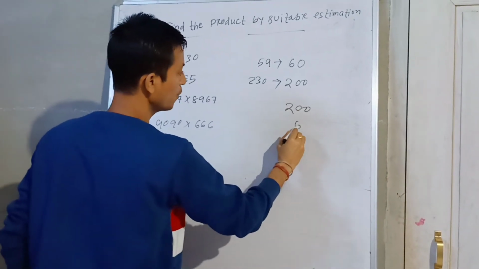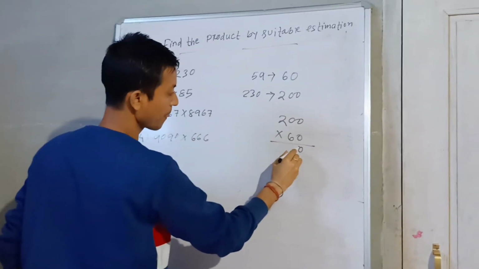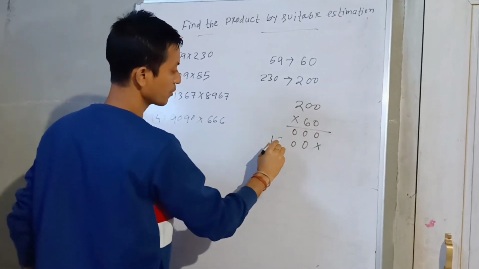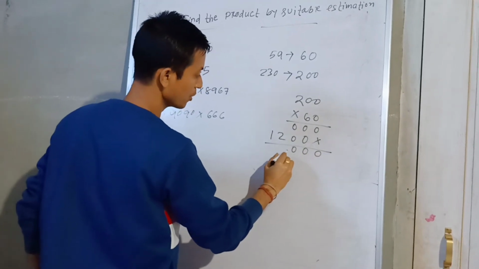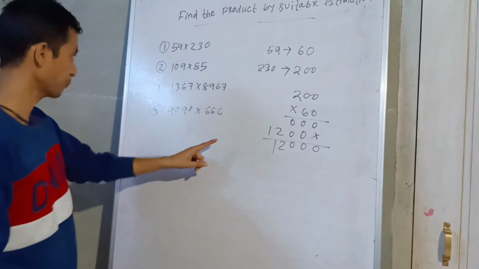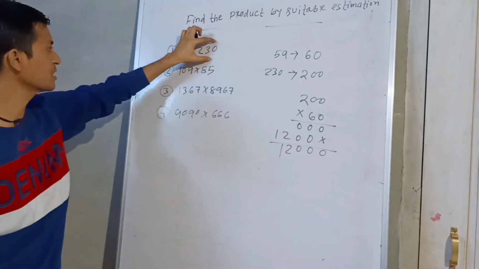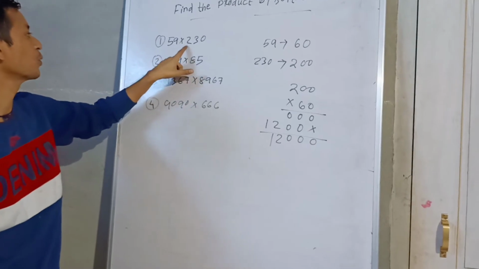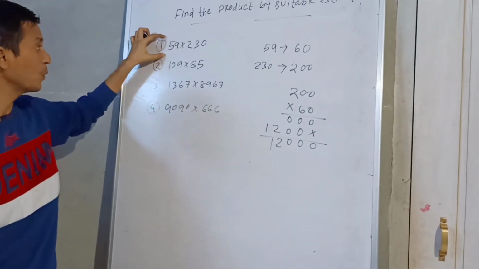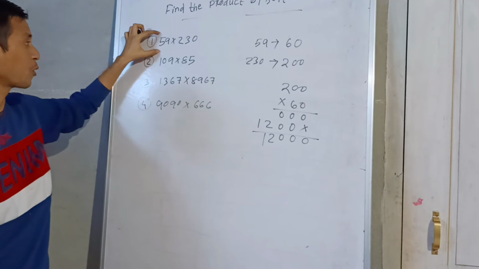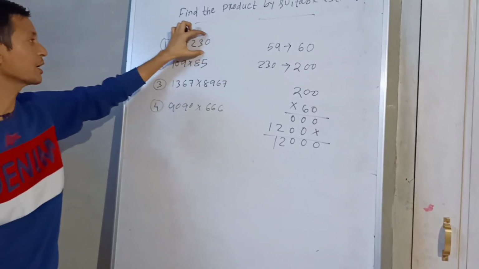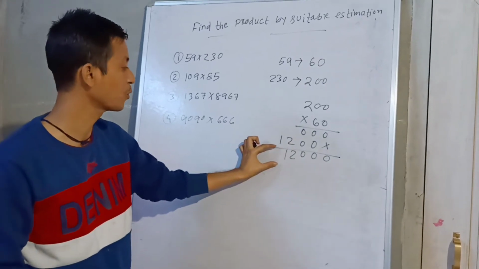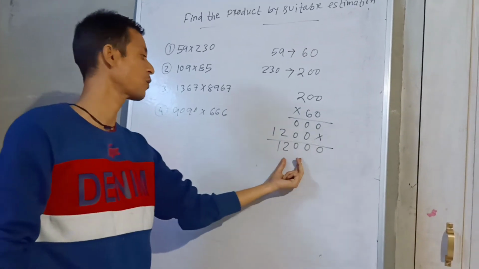So here look, 200 into 60, 6 into 2 is 12, then 0, 0, 0. So the estimation of this product is 12,000. If you do the actual multiplication of 59 into 230, you will get a different number. But this is without calculation, so with the closest values, we got 12,000.